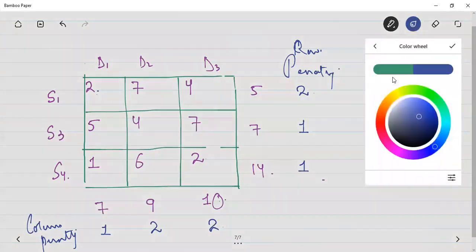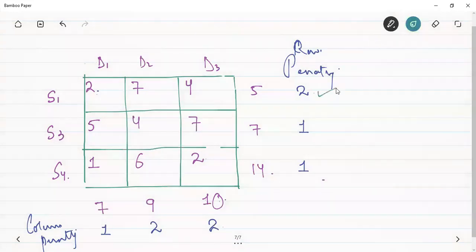Now where is allocation possible? There is a clash in this row, this column and this column. Let's see the elements of row 1: 2, 7, 4; column 2: 7, 4, 6; column 3: 4, 7 and 2. Now a further clash has come. We will not allocate column 2 because it does not have the least cost, but the least cost among them is 2. It is present in row 1 and column 3, that is, it is present here and it is present here.